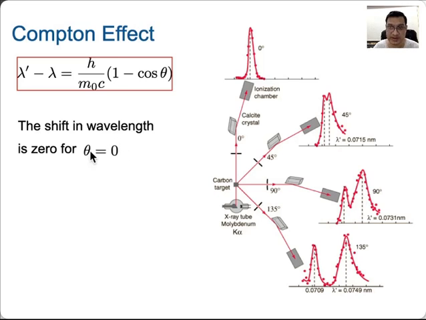So the shift in the wavelength is 0 if you substitute theta equal to 0, because cosine theta will be 1, so 1 minus 1 is 0. That's why there is no shift in the wavelength. And if you substitute theta equal to 180 degree, then 1 minus minus 1 means 2, so you will get 2 times the Compton wavelength. So the maximum shift you are going to get is when theta is equal to 180 degrees. The shift increases from theta equal to 0 to theta equal to 180 degree, and that's what you have seen here. No shift appears at 0, and the shift increases as the angle increases.